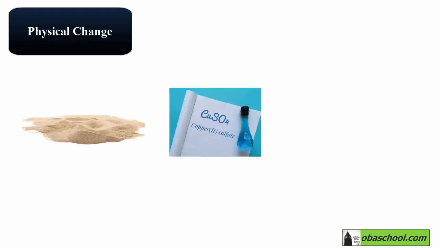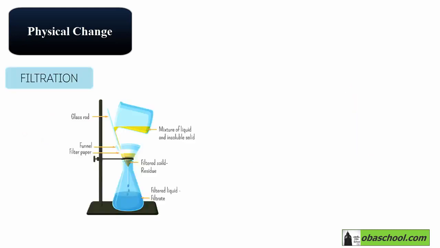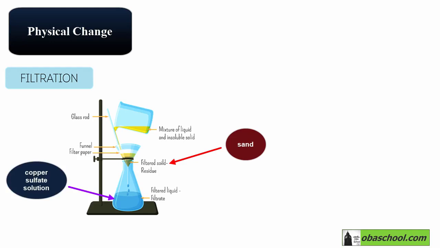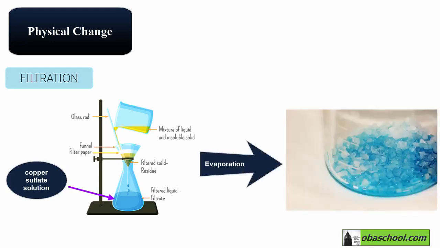Another example is mixing sand and blue copper sulfate solution. We will obtain a mixture of sand and copper sulfate. How to separate these? It will be easy. We will use filtration. So over here we have a filtration funnel containing a filter paper. We will pour the mixture and sand will remain in the filter paper, whereas here we will have the copper sulfate solution. If we evaporate water, we will obtain blue copper sulfate.